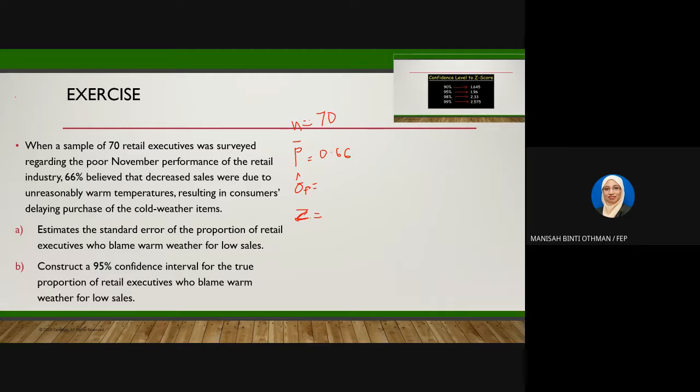So 0.66. Be careful, maybe the proportion that is provided to you is the opposite of what you want to estimate, so be careful with the statement. But in this case, it's the same proportion. So P bar is 0.66. Then how can you get the standard error of the proportion? 0.66 times 1 minus 0.66, divided by 70.